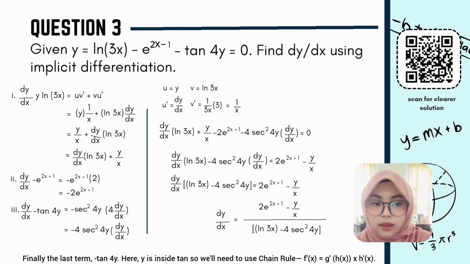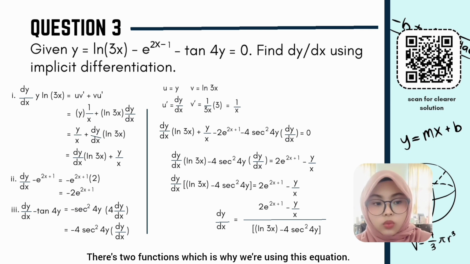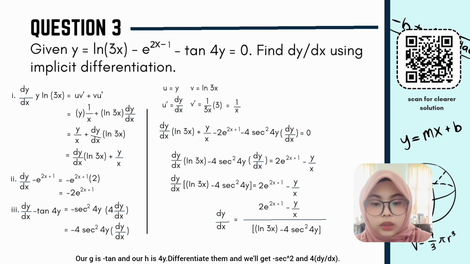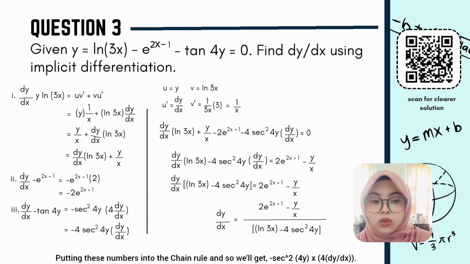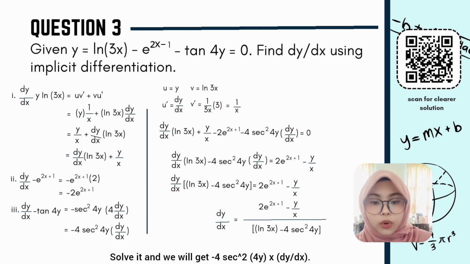Finally, the last term, negative tan 4y. Here, y is inside tan, so we'll need to use the chain rule. F'(x) equals g prime of h(x) times h prime of x. There are two functions, which is why we're using this equation. Our g is negative tan and our h is 4y. Differentiate them and we'll get negative sec to the power of 2 and 4 dy over dx. Putting these into the chain rule, we'll get negative sec to the power of 2 of 4y times 4 dy over dx. Solve it and we will get negative 4 sec to the power of 2 of 4y times dy over dx.